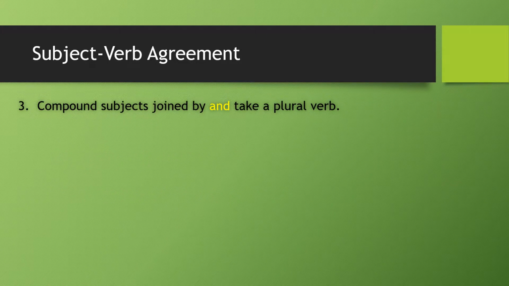Rule number 3. Compound subjects joined by the conjunction and take a plural verb. David and Jonathan were good friends. So David or Jonathan, either one is singular, but because we are giving the two of them connected by the conjunction and, it is a plural subject, so it takes a plural verb. David and Jonathan were good friends.